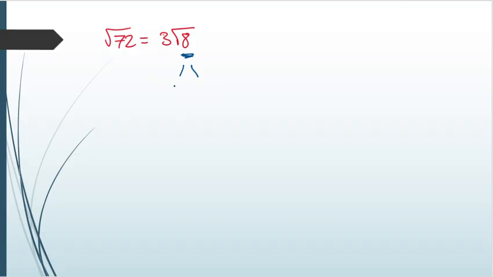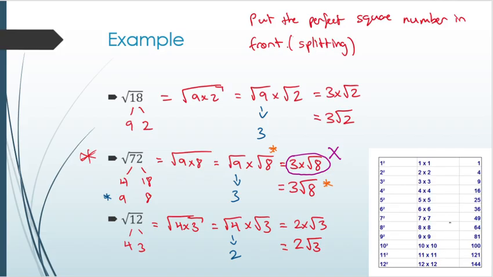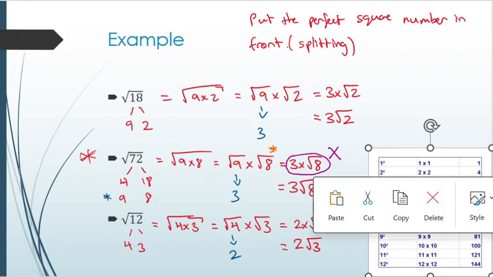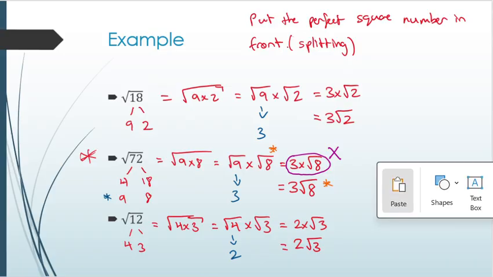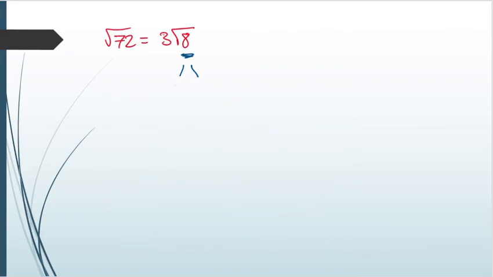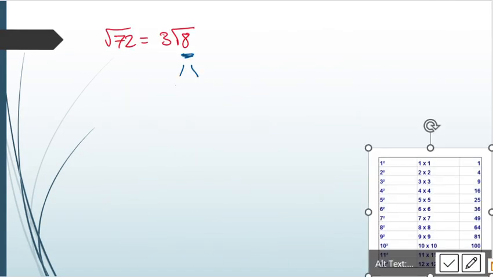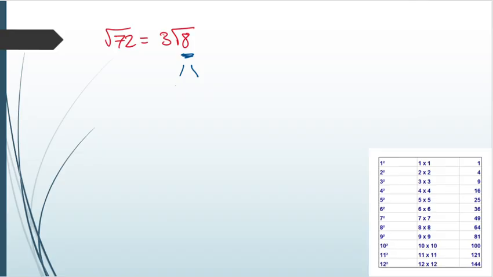So if we break up 8 using our perfect square number, we can split 8 up into 4 and 2. Then using the same steps, square root of 8 can be broken up to square root of 4 times 2. Then we can just separate it like this, and the square root of 4 just ends up being 2.